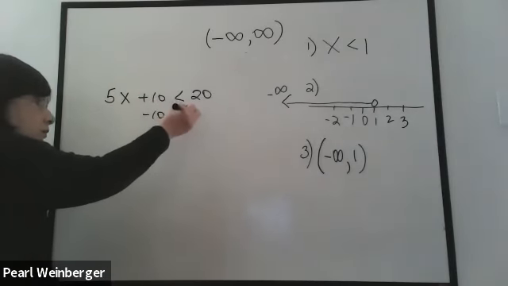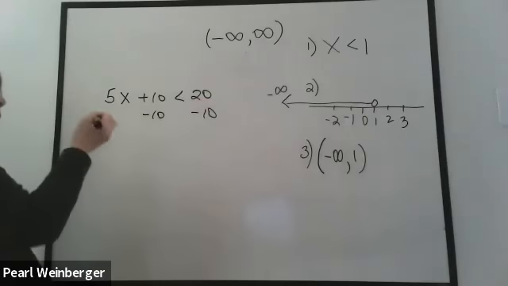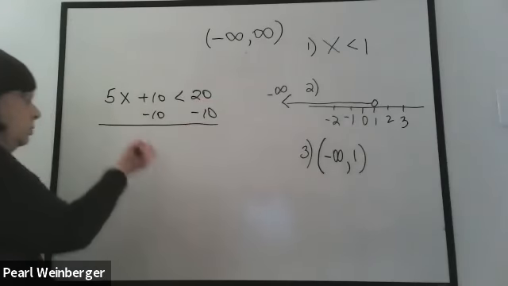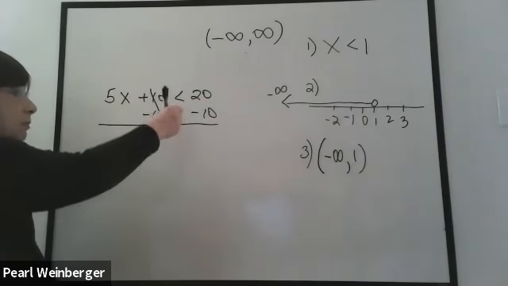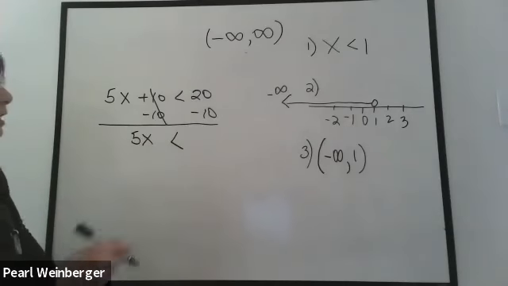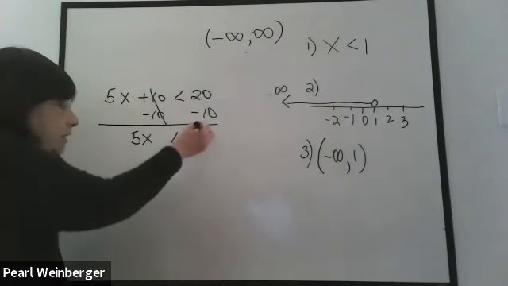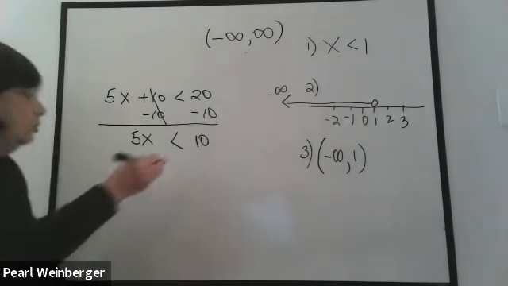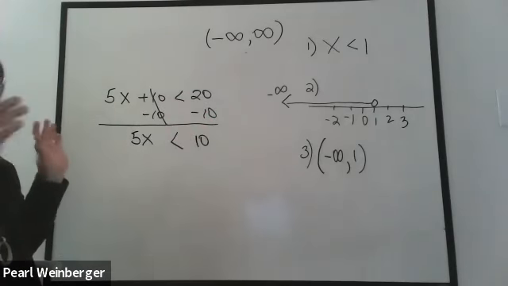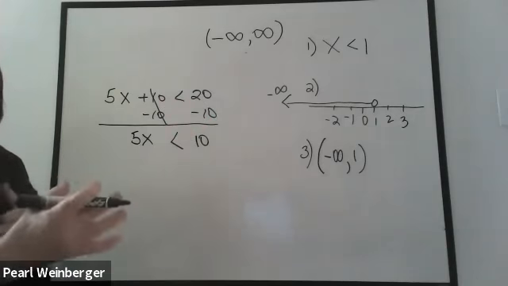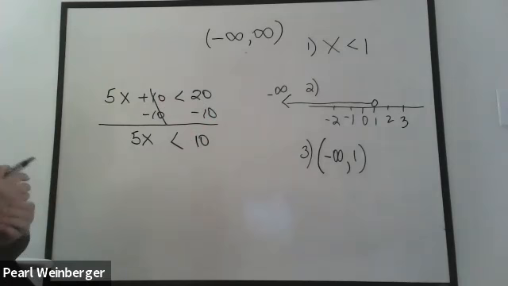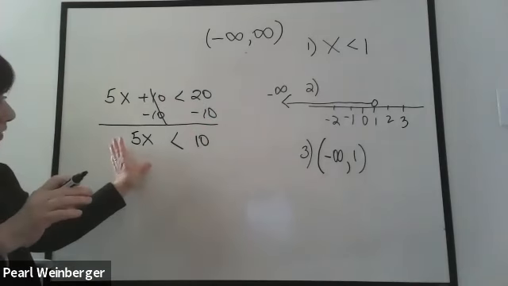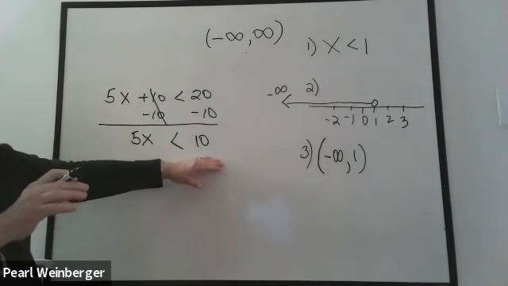So I'm going to subtract 10 from both sides, just like I would on a regular equation. This will leave me 5x. This cancels out. I just bring down the inequality sign. It's still a less than sign. And I do 20 minus 10, which is 10. So step number 1, add or subtract so that everything is on one side. Step number 2 is now we have only x's on the left side, only numbers on the right side.